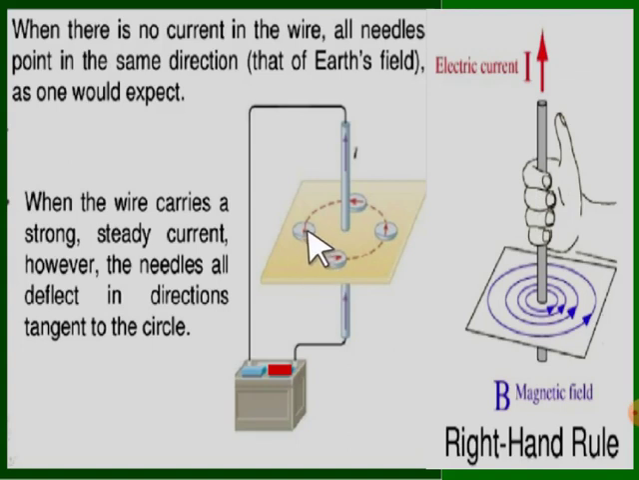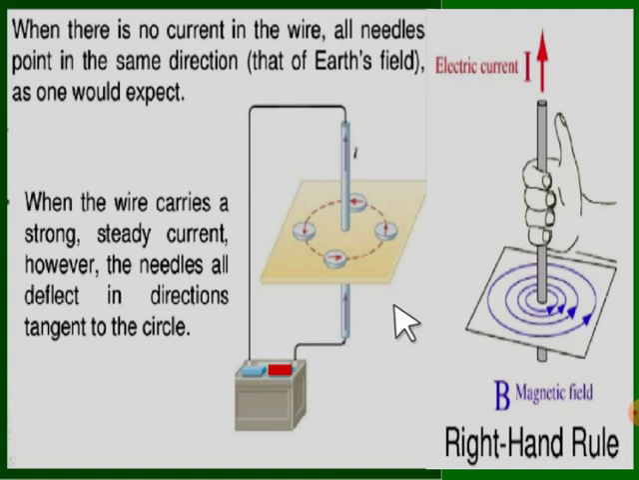Suppose you want to find the direction of the magnetic field at this point, then you need to hold this current carrying conductor with your right hand, such that the direction of the thumb is in the direction of the current through the conductor. Then the direction in which your four fingers curl will give you the direction of the magnetic field at that particular point. Got it? That is what we call the right hand thumb rule.